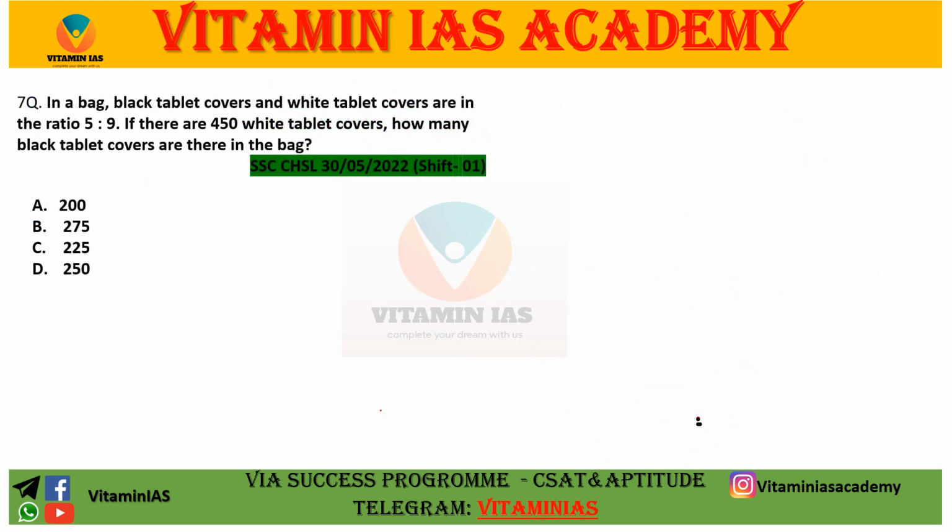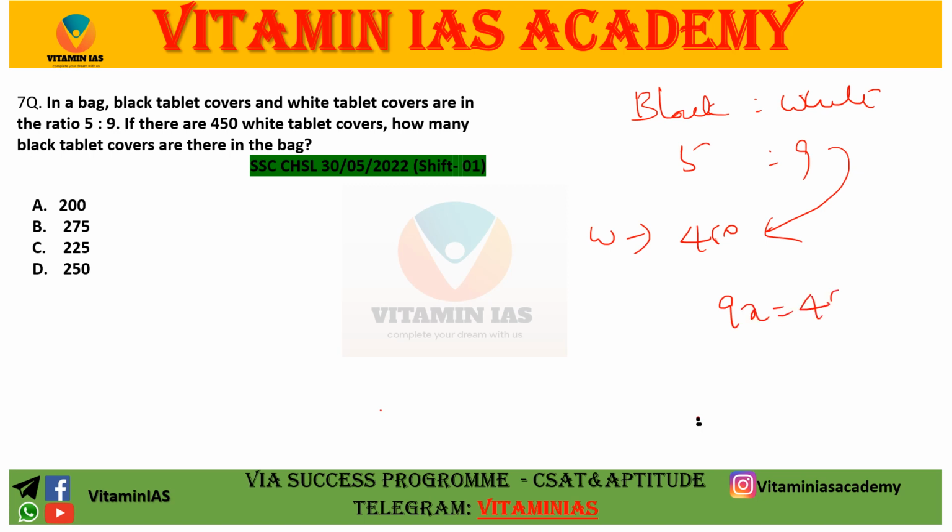Here our next question. In a bag, black tablet covers and white tablet covers are in the ratio of 5:9. Means black and white, how much? 5:9. And there are 450 white tablet covers. Means white how many? 450. Means 450 is equal to 9, so 9x is equal to 450.